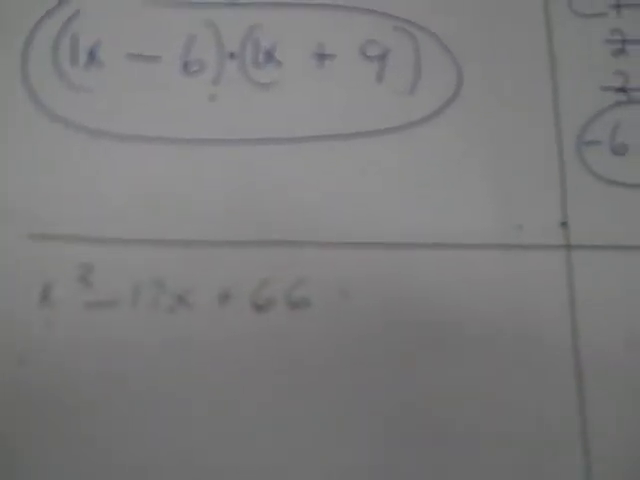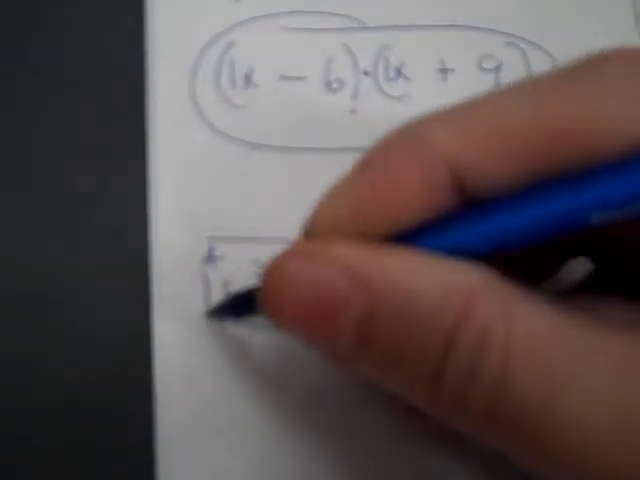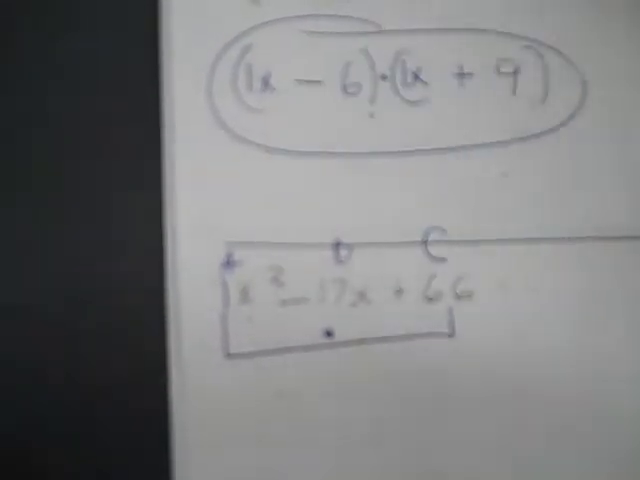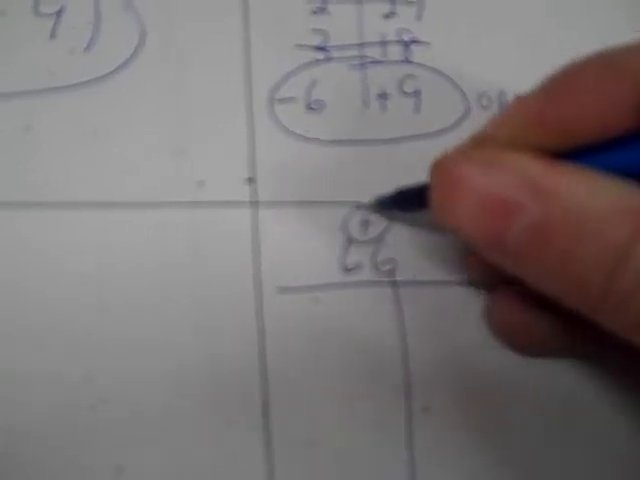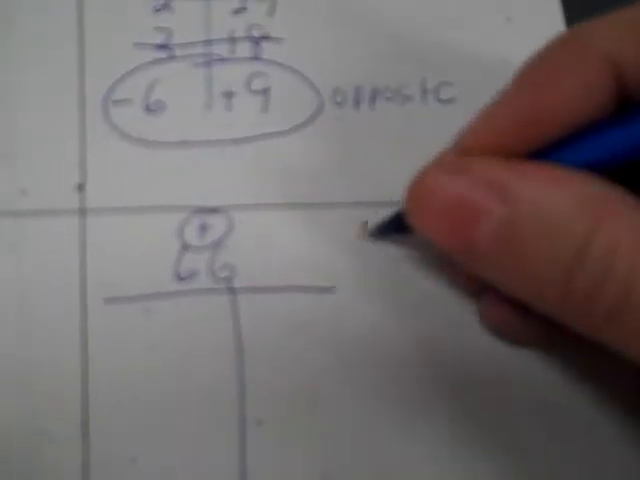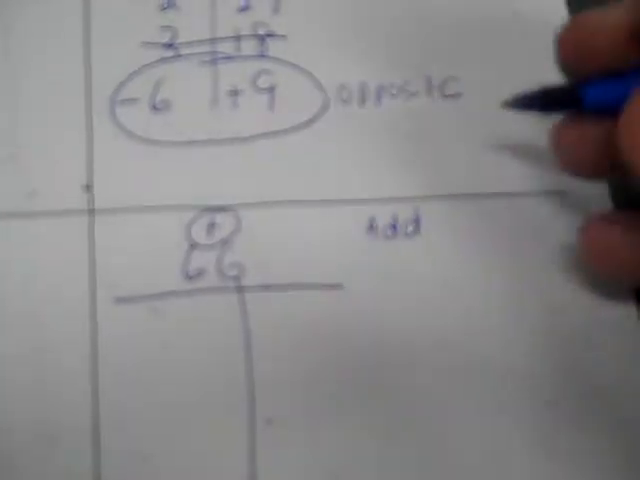Okay, next problem. So I multiply. I take positive 1 times positive 66. I got 66 and it's positive this time, so 66 positive. And I'm going to add now because I got positive. And I'm adding to 17, which is negative, so 17 negative.